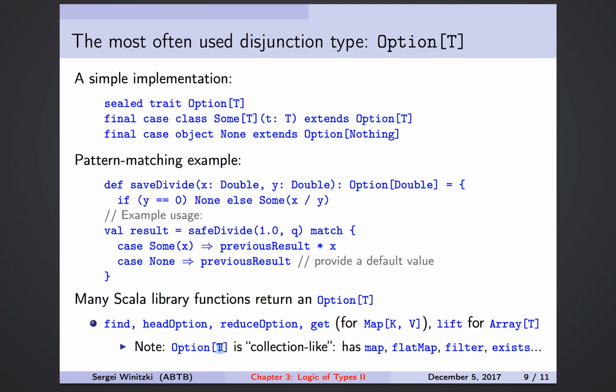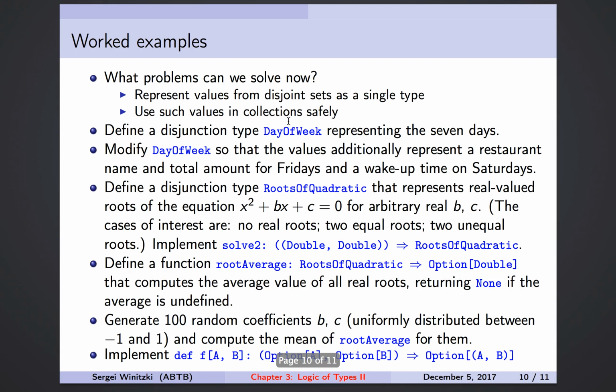So it can be empty, which is this disjunction part, or it can be non-empty, containing one element of type t, one value of type t. So it's kind of a very limited, simple-minded collection, but otherwise it's similar to a collection. We will see how that works in the examples.